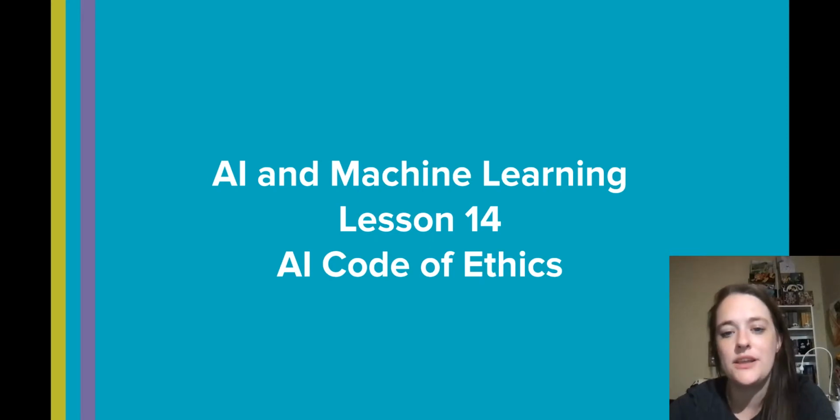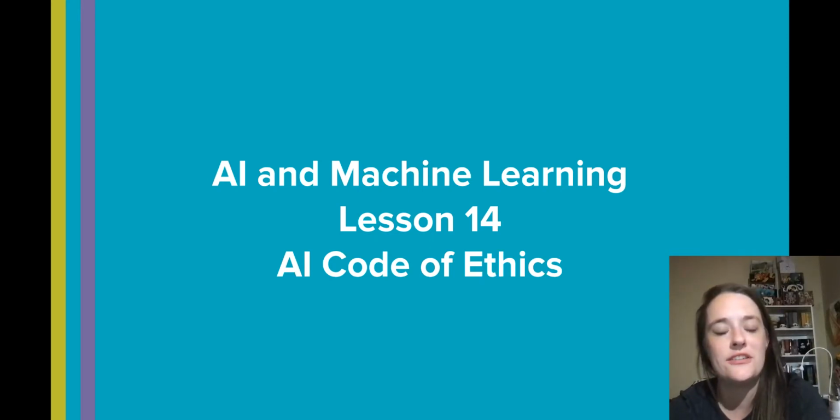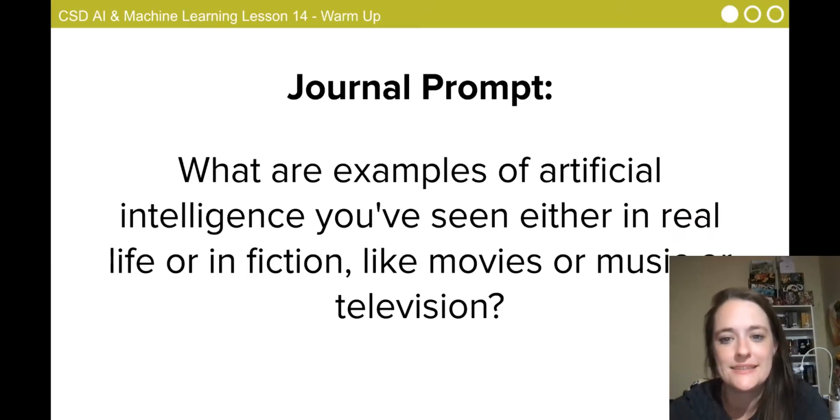In this lesson, we are going to be talking about AI Code of Ethics. Your warm-up journal is, what are examples of artificial intelligence you've seen either in real life or in fiction, like movies or music or television? This is just the first part of the journal, okay? So write down your responses and then think about this.